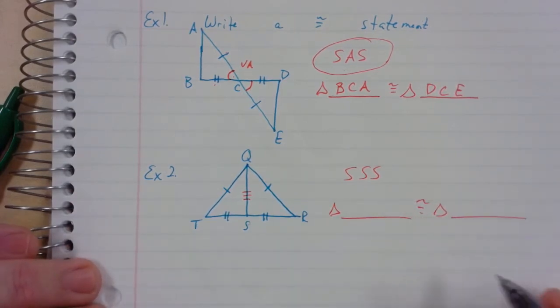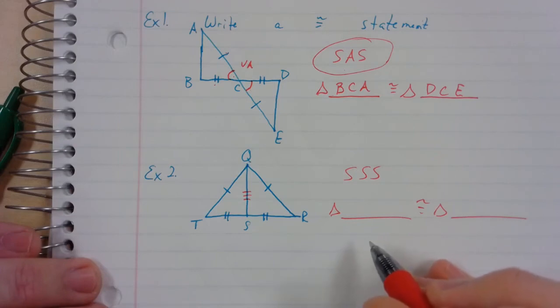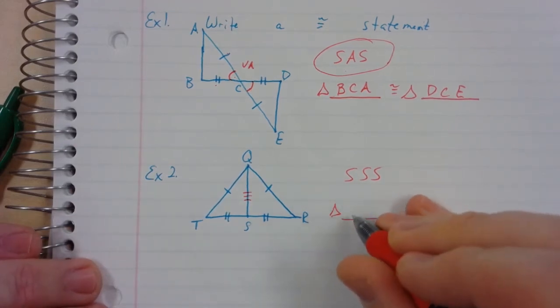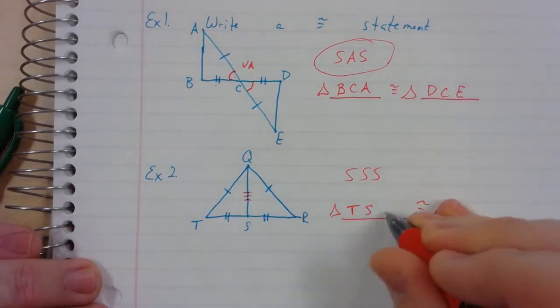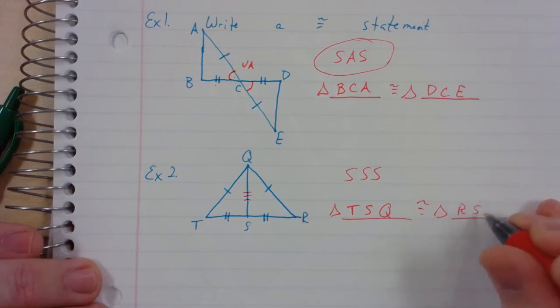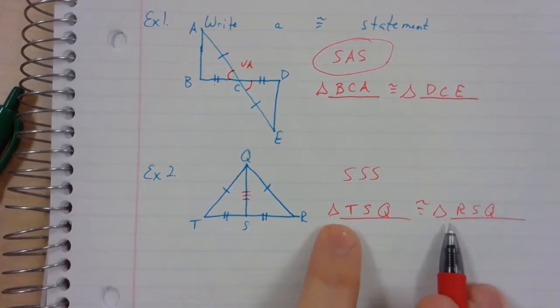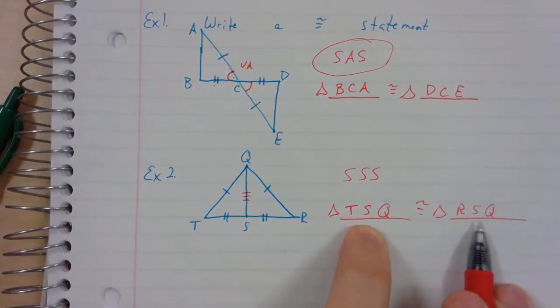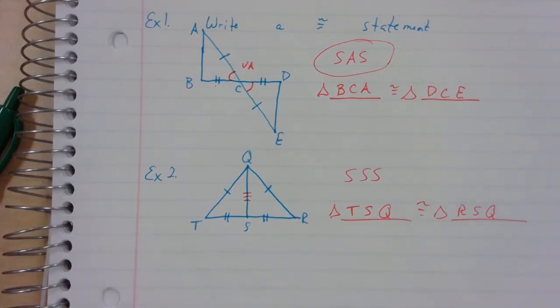Okay. So I'm going to go ahead and name the triangle on the left. We'll call it TSQ. What's the triangle on the right going to be? RSQ. Very good. Right? Because T goes with R, S goes with S, and Q goes with Q. All right. Any questions there?